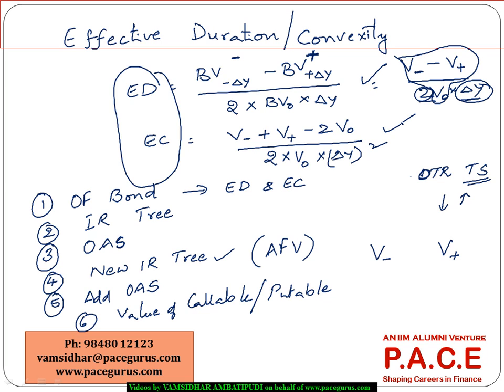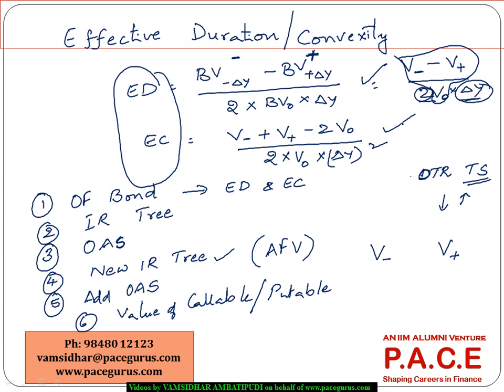So the OAS plays an important role in determining the effective duration as well as effective convexity of a bond which has embedded options inside it. That kind of care needs to be taken if at all we are interested in finding out the interest rate risk involved with respect to callable as well as puttable bonds, or any bond which has an option embedded into it.